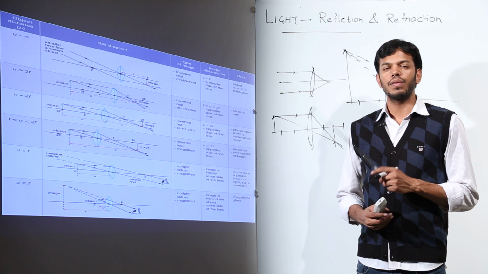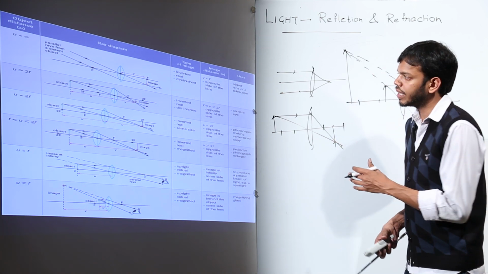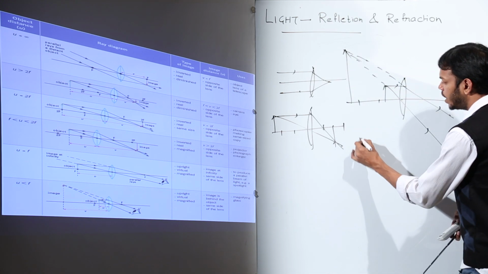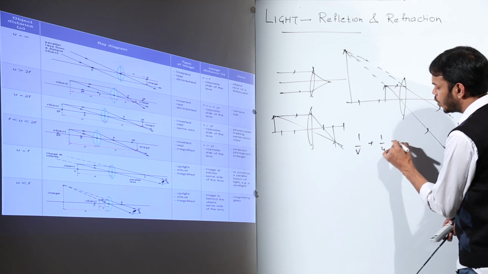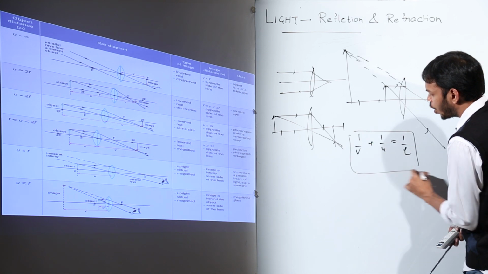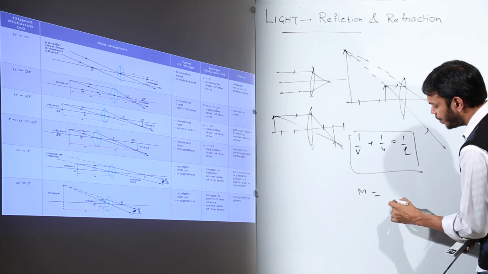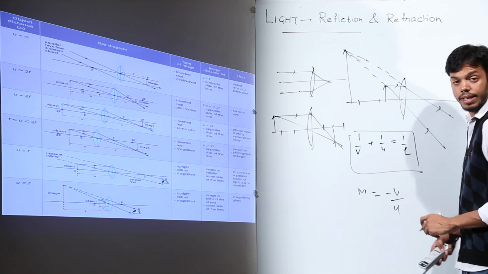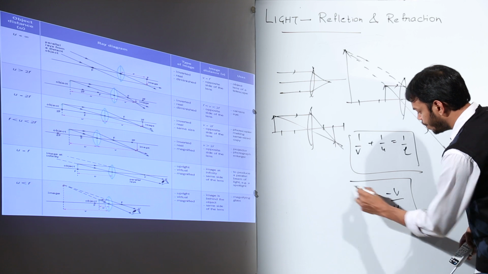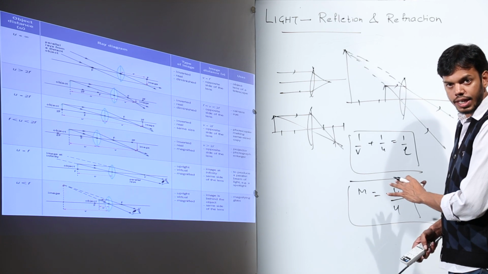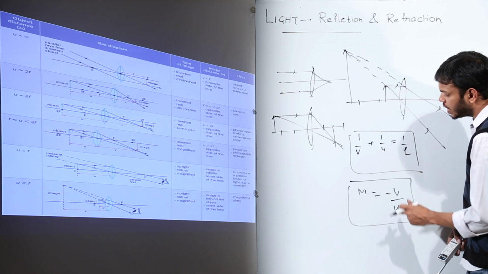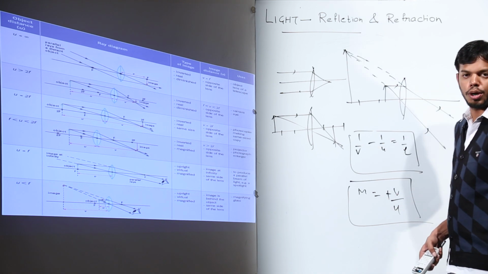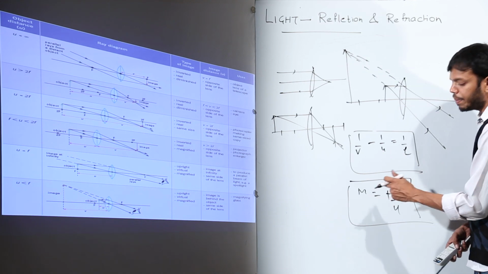Before we start learning the lens formula, what was the mirror formula? 1 upon v plus 1 upon u is equal to 1 upon f. And what was the magnification? Magnification was minus v upon u, right? Sorry, this was in case of mirrors. In case of lens, the difference in the formula is that this becomes negative and this becomes positive. This is the lens formula and this is the magnification formula.